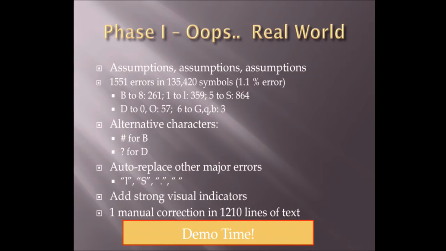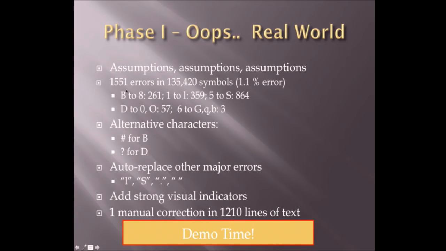Now, when I really took this to the next step and I was going to use it to drop my DLL in place, I discovered really quickly that it didn't work as well as I thought. I had quite a bit of error. Although it's only about 1% error, it's still a lot of problems to fix. And so I discovered all these kinds of errors that you see here. B turns to 8 a lot, 1 to L, 5 to S, these kinds of things here.